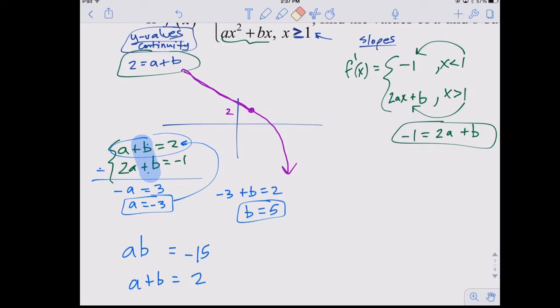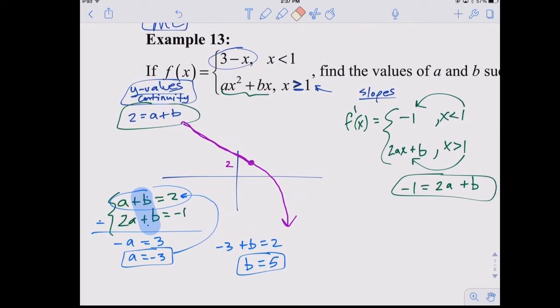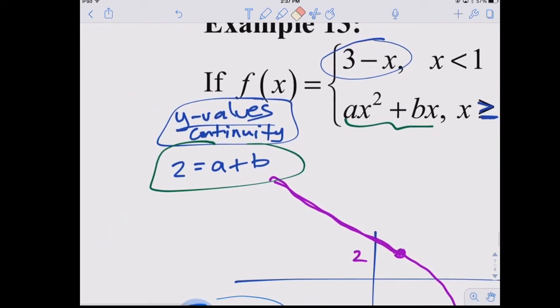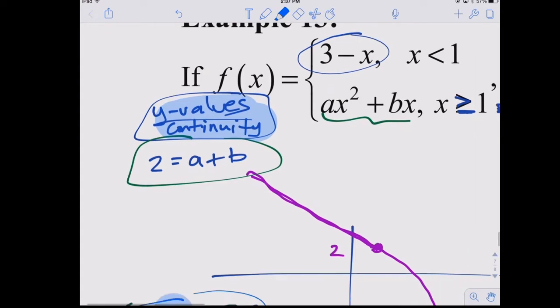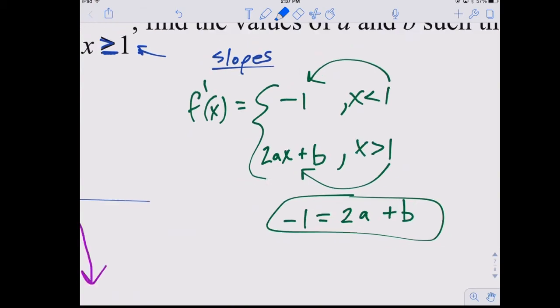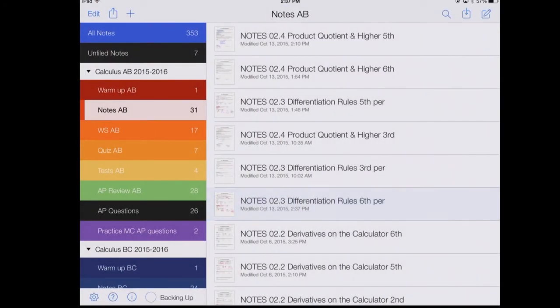That's a really good question. If this were a free response, which it will not be on your test, at this point, since it's not specifically asking for the three-step definition of continuity, you could just show 2 equals a plus b. But I would expect some kind of label that is looking at either the continuity at 1 or the y values at 1, and same thing over here with the slopes. So if you label it the way I did it, that's fine.